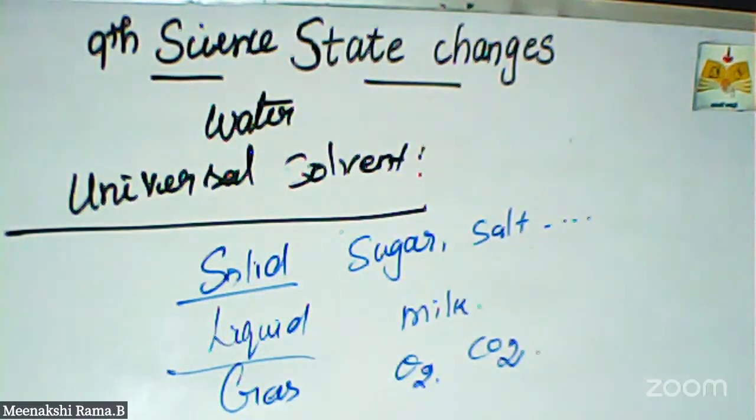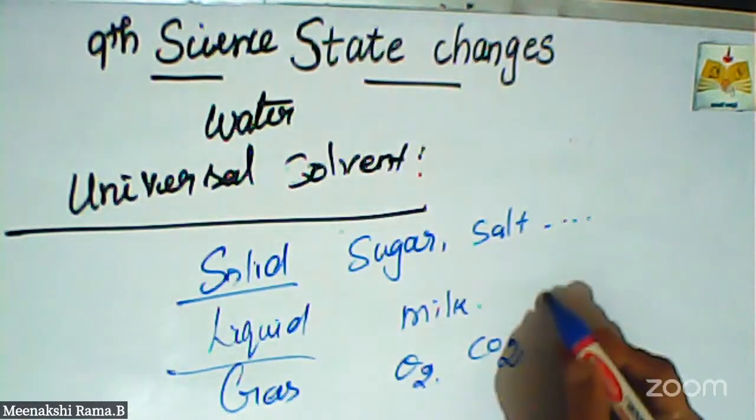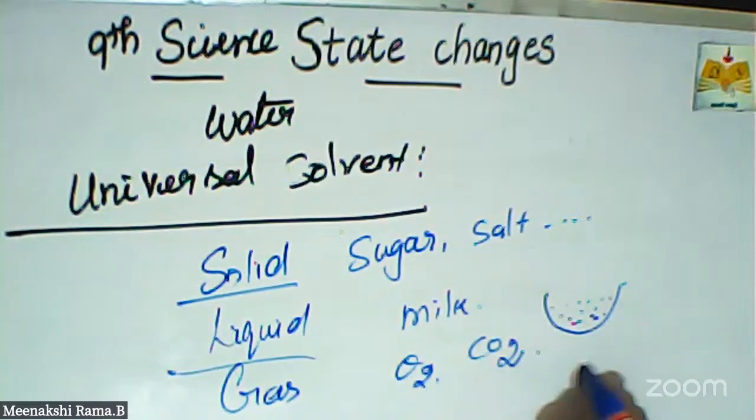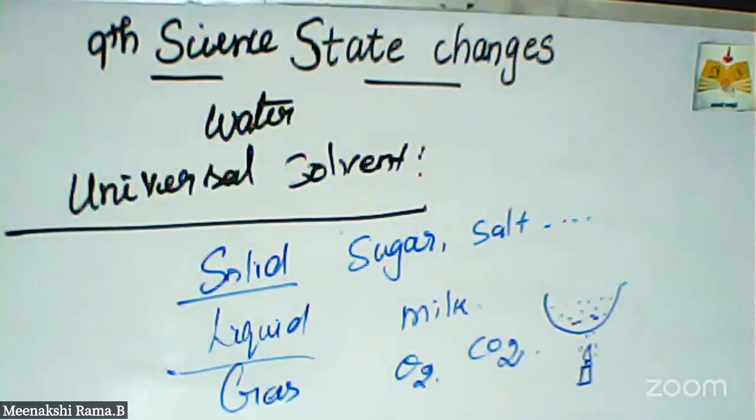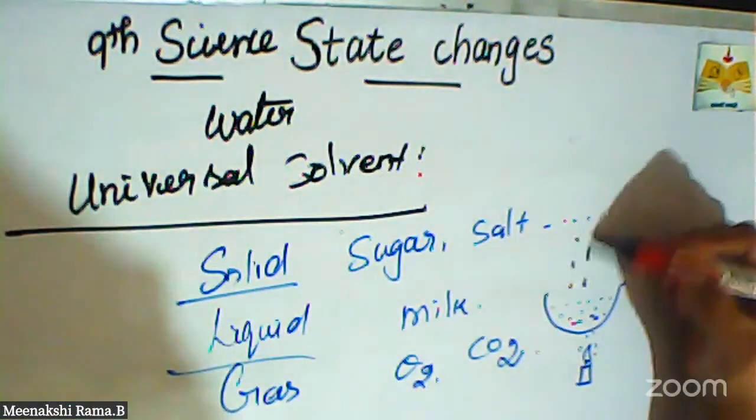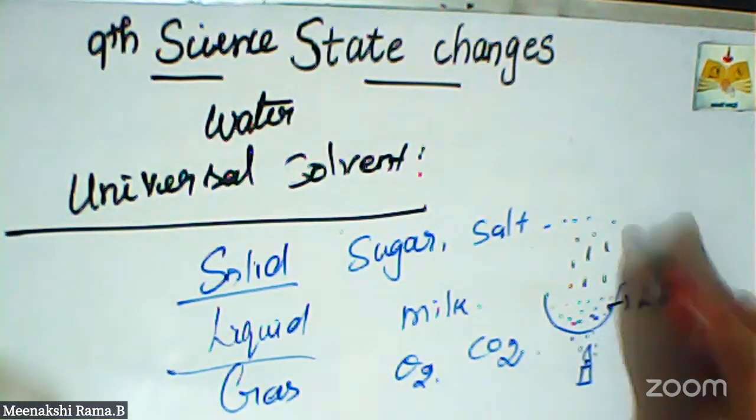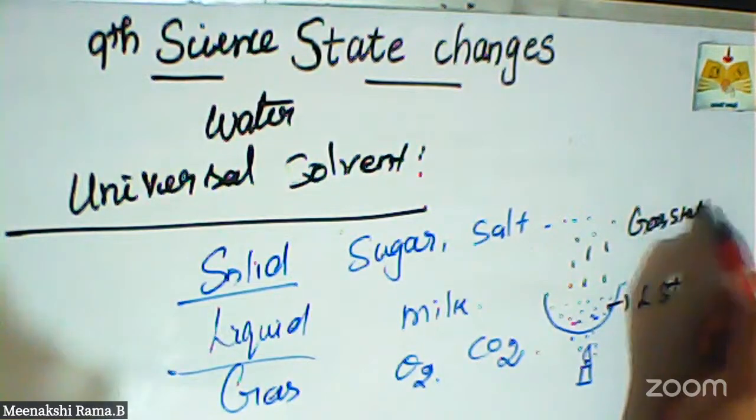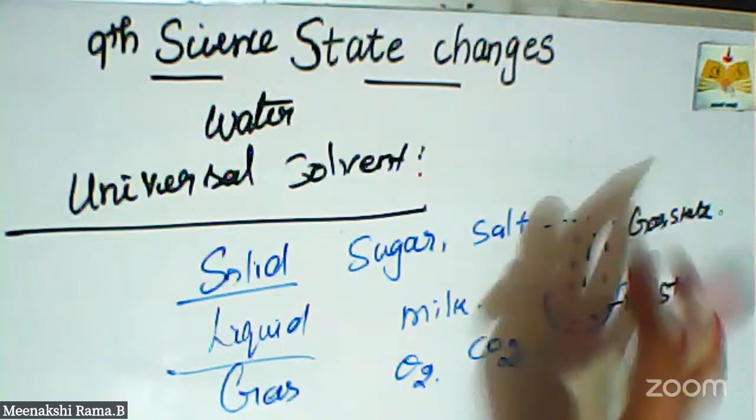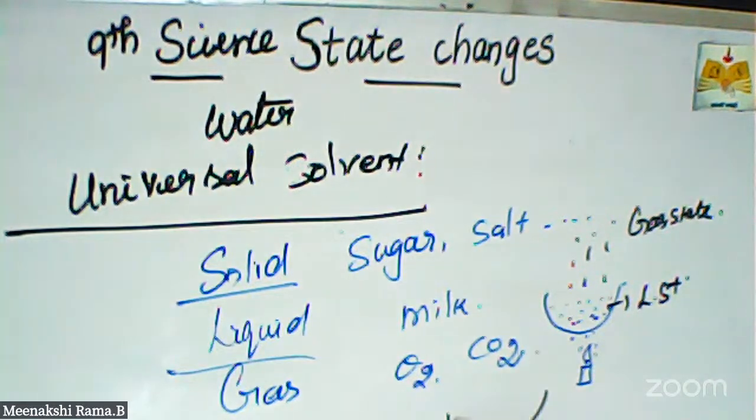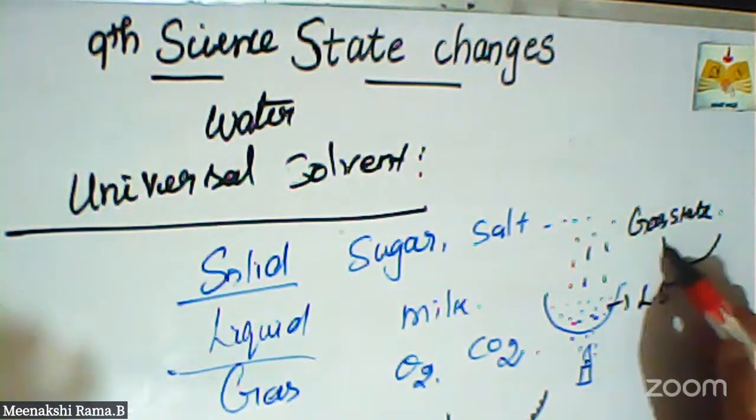Now, just I'm going to do one experiment. We want to heat the water. When the water is heated, the water changes into gas. This is the liquid state. When we heat this water, it will change into gaseous state. After completion of the evaporation, some particles are settled in this area. Just observe, some salt particles are settled in the bottom of the bowl.